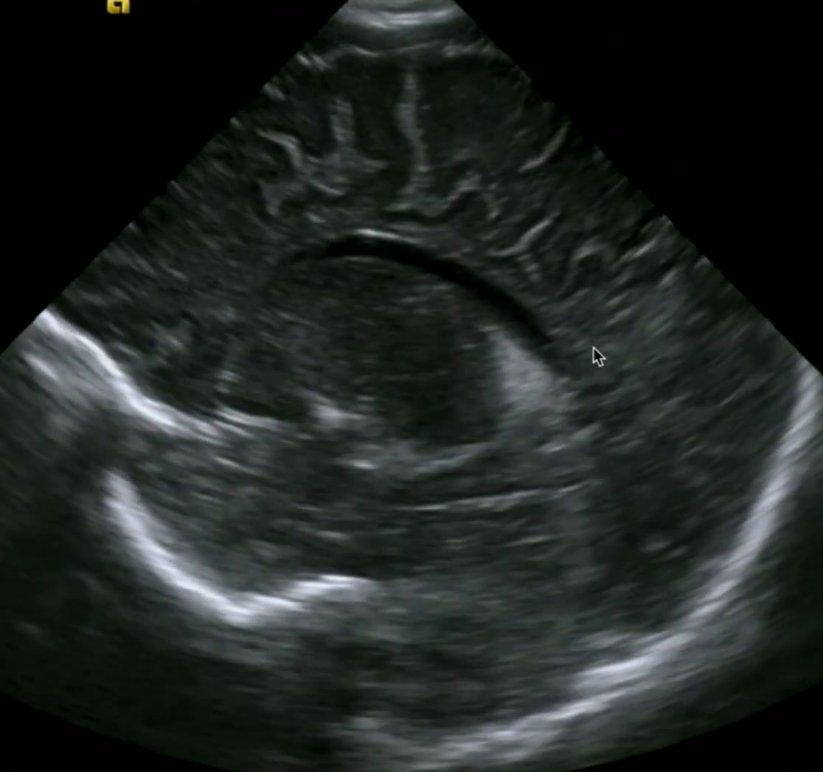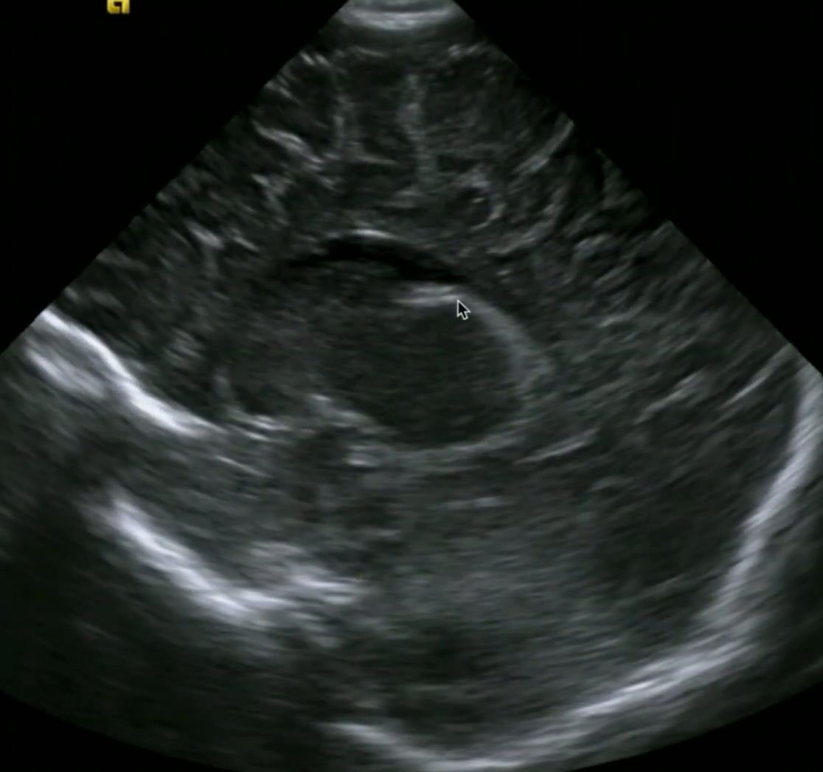Let's go again to our caudothalamic groove and look at our choroid go right up to it, but not anterior to this point. In germinal matrix hemorrhage, you begin to have echogenicity which extends anterior to here, and that's a sign of stage 1 germinal matrix hemorrhage, which I'll show you an example of now.